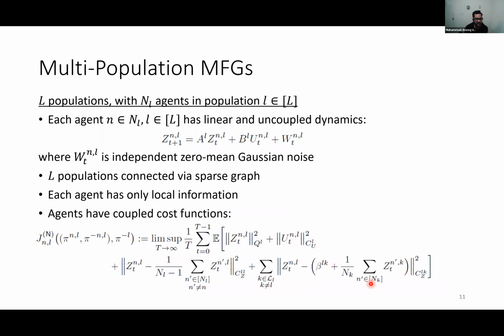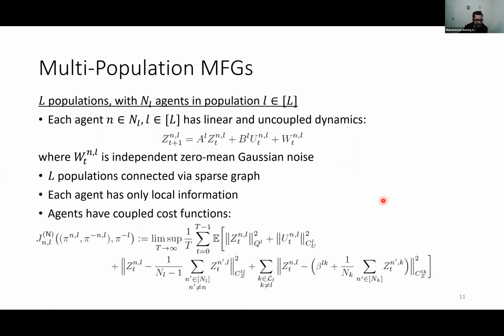Moving on to multi-population mean field games. We still start with the finite population setting, now with multiple populations. There are L populations in this game, and each population has n sub L agents. These L populations are connected via a sparse graph. Each agent has linear dynamics, which are uncoupled because we are considering a formation control problem. The noise is independent, zero mean Gaussian. Each agent is assumed to have local information.